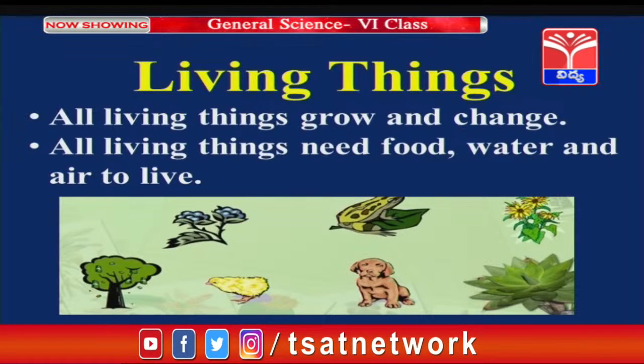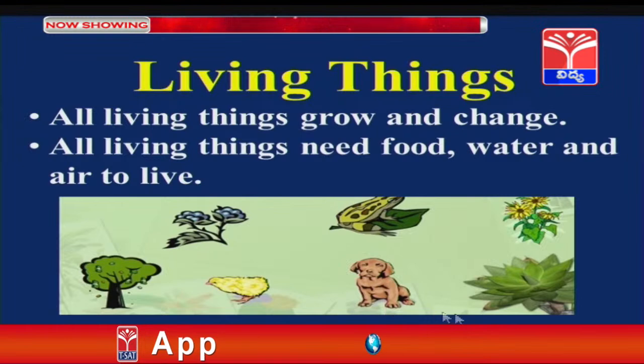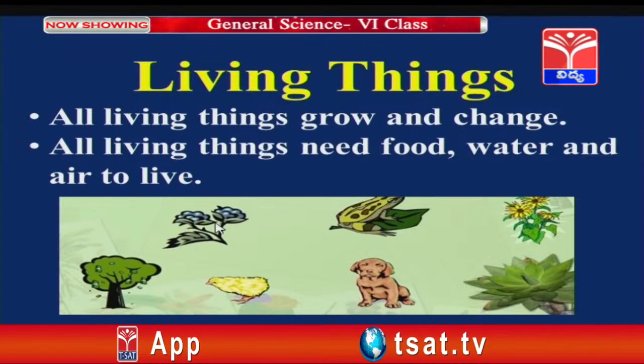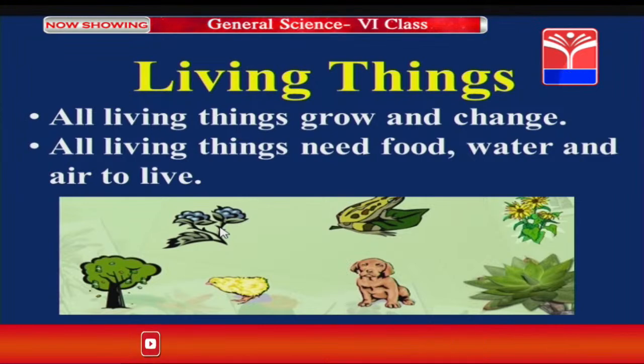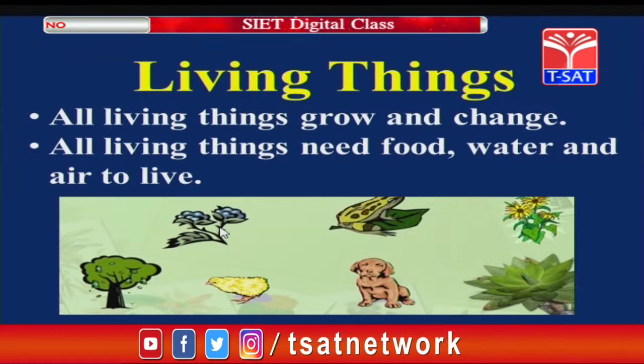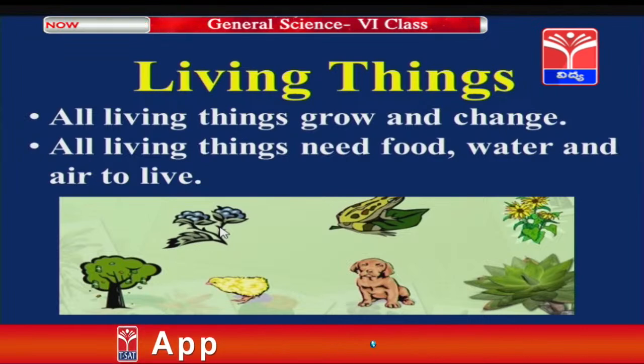Here you see, children, in this slide you can observe trees, animals, dogs, different flowers, a frog. That means plants and animals come under living things. Have you understood, children? These things require food, water and air to live. They are called living things.